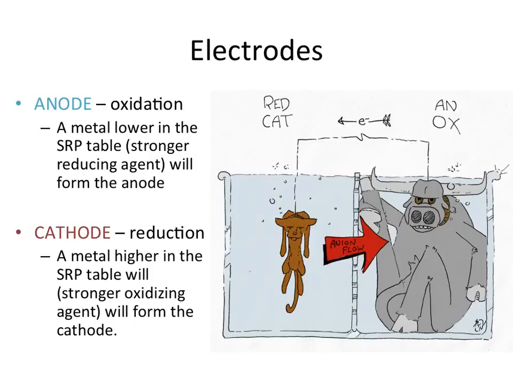There's a little diagram here, red cat and an ox. This helps us remember what's happening on each. In a cathode, you're going to have reduction. On the anode, you're going to have oxidation.